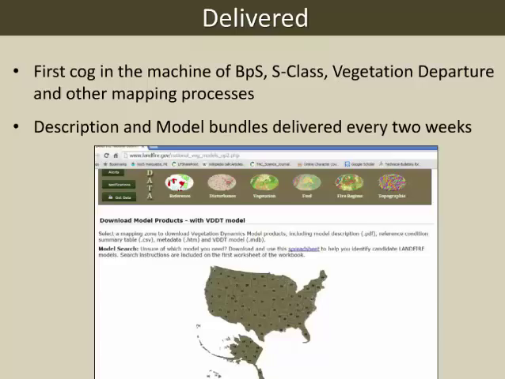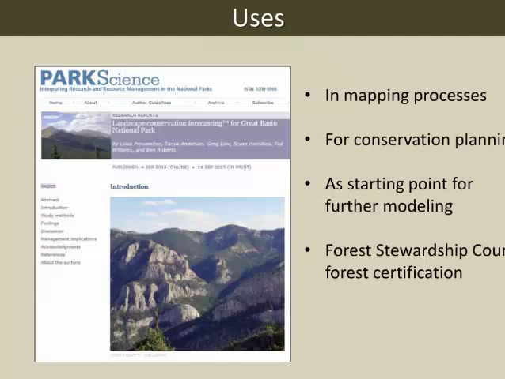So as I mentioned, this slide probably could have gone a little earlier, but it was, at the time, the first cog in the machine of biophysical settings, succession class, and several mapping things. We delivered a bundle every 2 weeks. We were under amazing time stress, and so maybe I put this here to say we know they can be better, and please help us. The models are used in mapping, as I mentioned, for conservation planning, a starting point for later modeling, and for Forest Stewardship Council for certification.